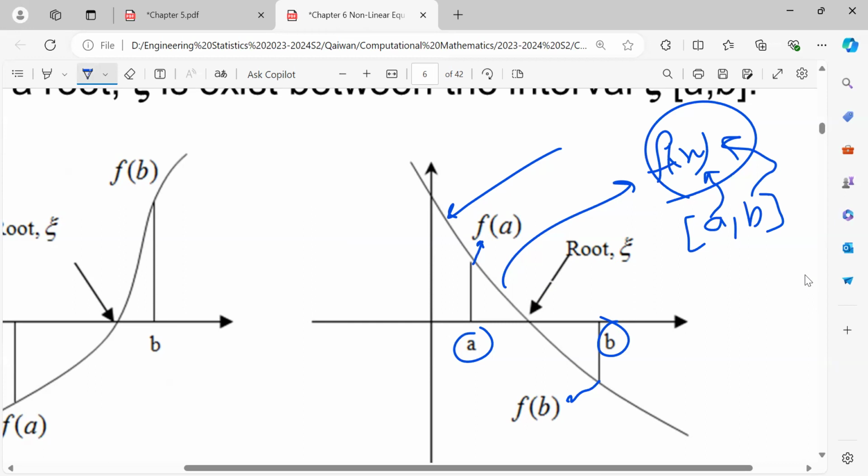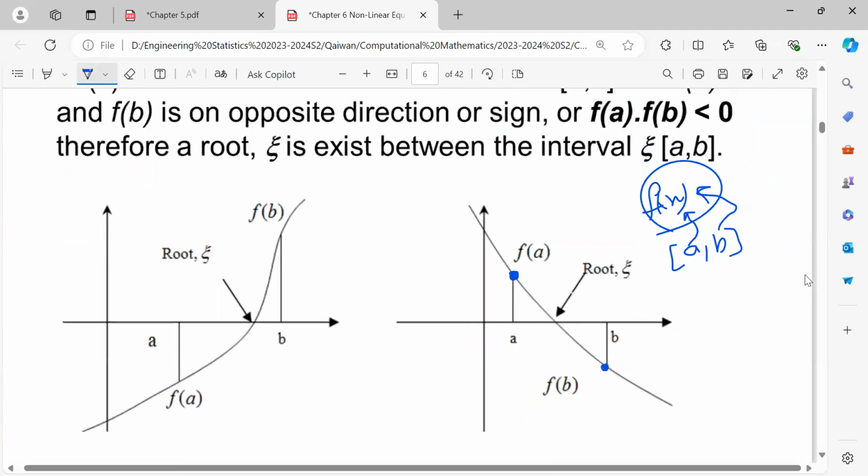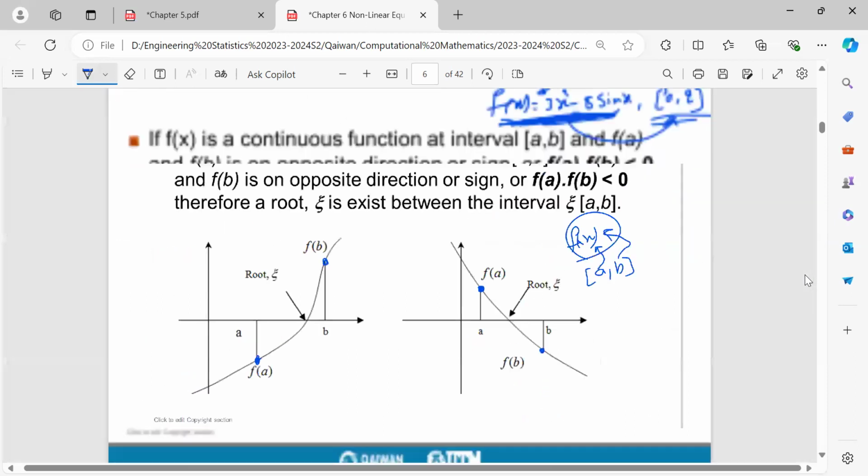Based on the graph, as you see, this is f of a. F of a is positive. And this is f of b. F of b is negative. It means f of a and f of b have different signs. So we have a root for the equation f of x in the interval ab. Even if f of b is negative and f of a is positive, it means f of x has a root in the interval ab.